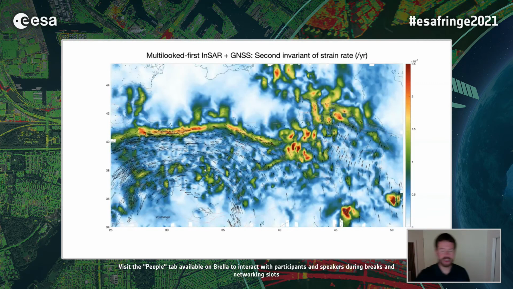So this is our second invariant of our strain rate. Similar, Chi showed the same metric across Haiyan and other faults. And so you can see the strain rate shows up. The North Anatolian fault is prominently displayed in the strain rate across the top, which makes sense because of that big velocity slowdown that you can see even in the GNSS. But I'll show you what it looks like with GNSS only in a sec.